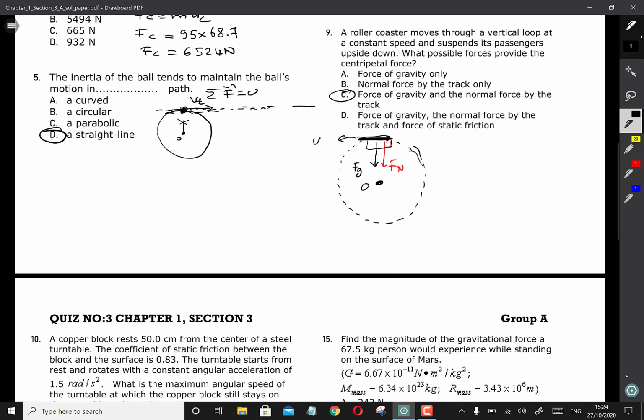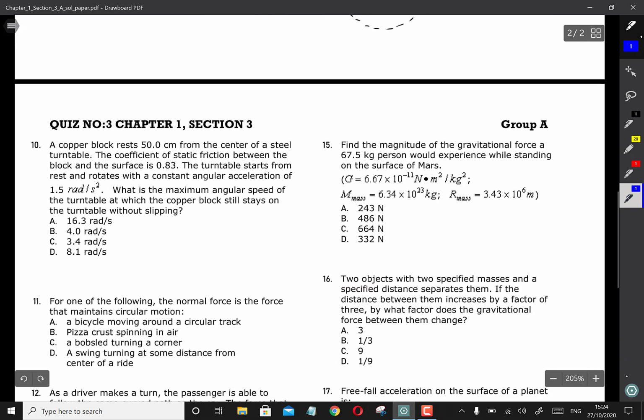This is not correct because it also added force of static friction here, because force of static friction is in here parallel to the contact surface. It will be like this or like that. So then it's not pointing to the center. Force of static friction is always parallel to the contact surface, not perpendicular to it. So this is Fs. It is not a centripetal force because it's not pointing to the center of the circle.